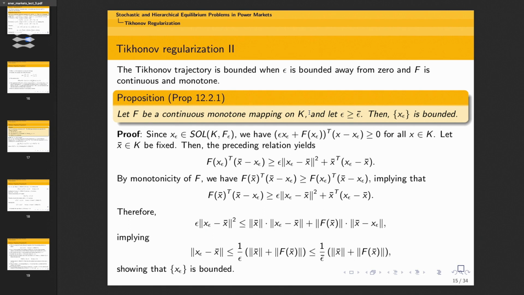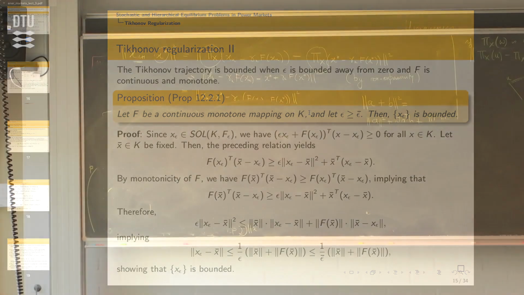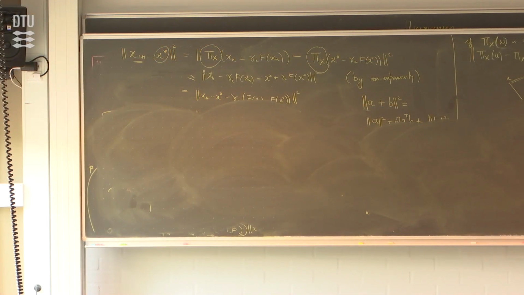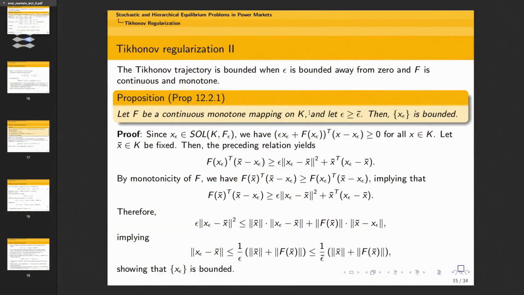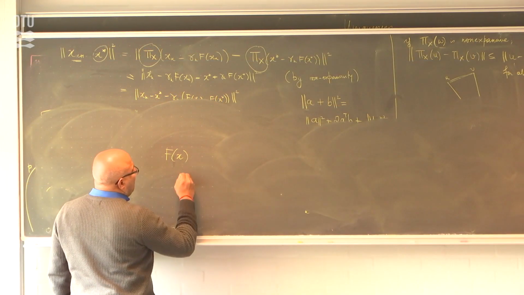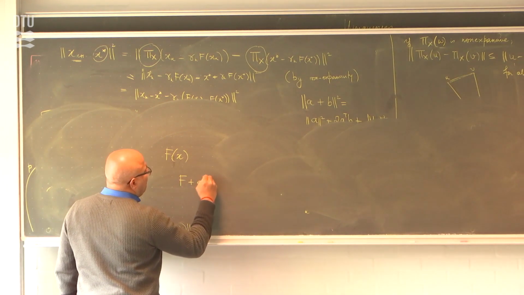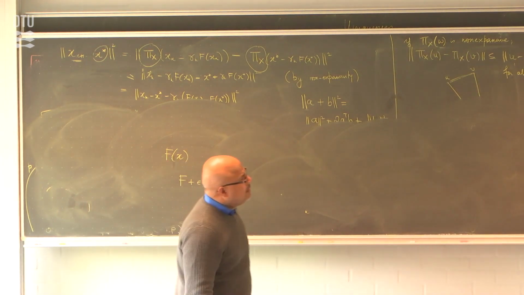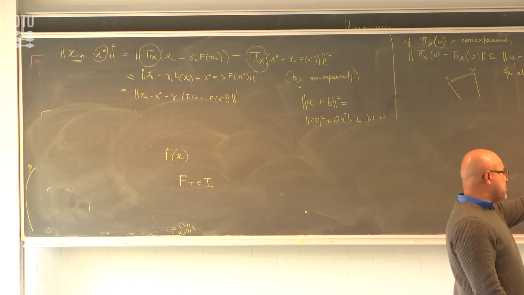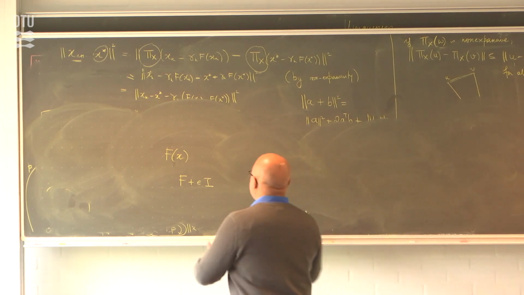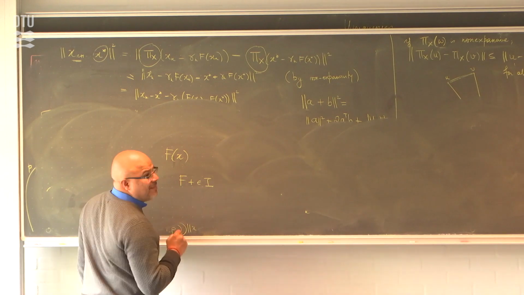And the idea is the following. If I give you just a continuous mapping, then the sequence x epsilon is immediately bounded. And what is x epsilon? If I give you a map F plus epsilon I, so this is a monotone mapping. F plus epsilon I is a regularized map.